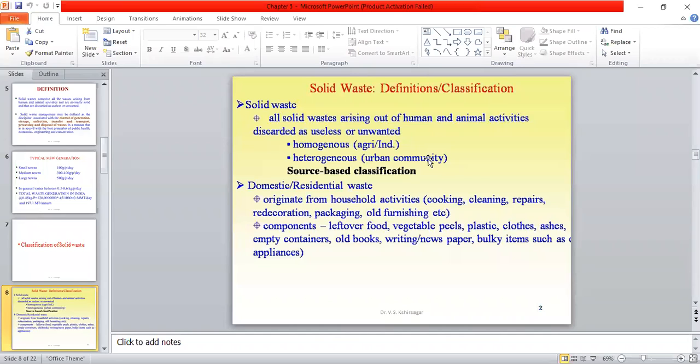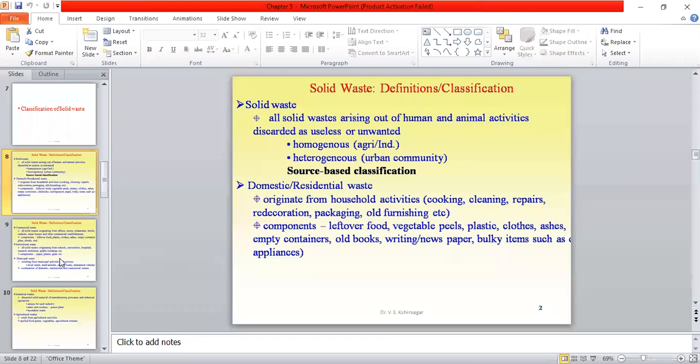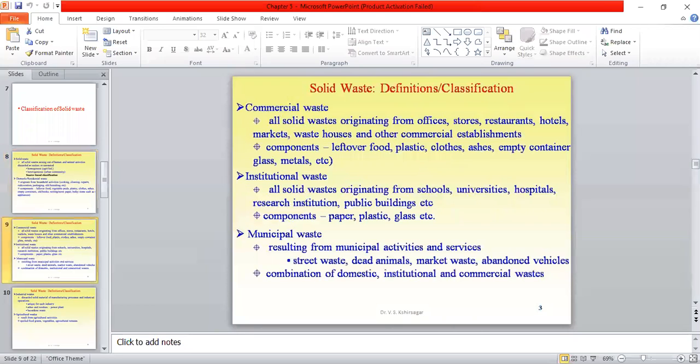Then the source-based classification we saw. The first type is domestic: whatever waste is generated from the day-to-day activity of human beings is considered domestic. Then commercial waste: offices, shops, restaurants, hotels, motels, or stores, from where whatever type of solid waste is generated can be considered commercial waste. Then institutional includes universities, schools, hospitals, research institutions, etc. Then municipal waste results from municipal activities and services: waste from street sweeping, dead animals, and such waste can be considered municipal waste.